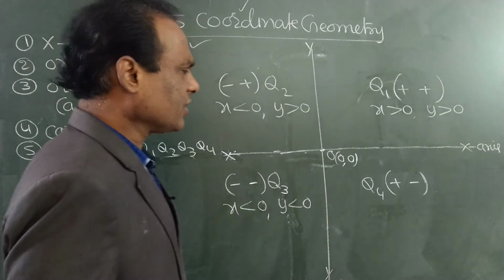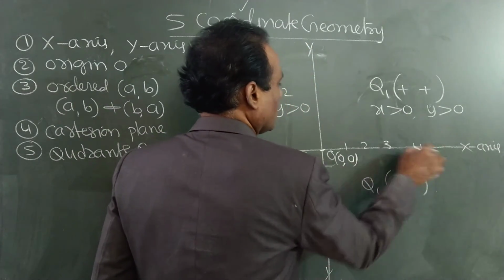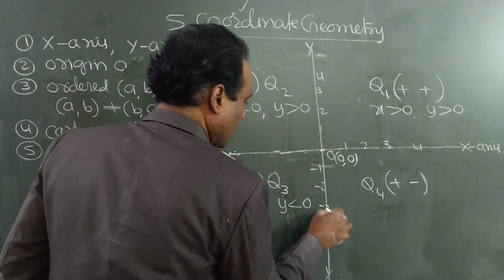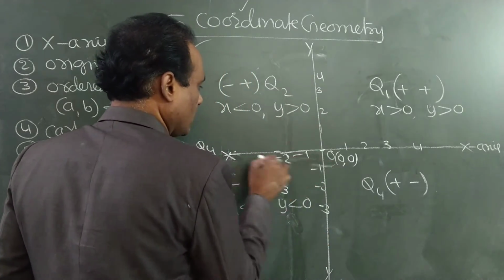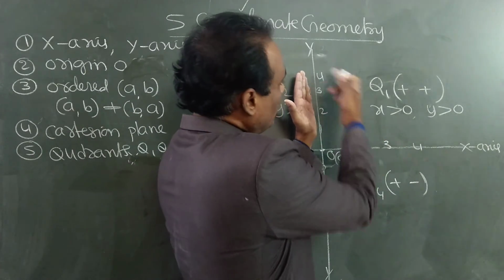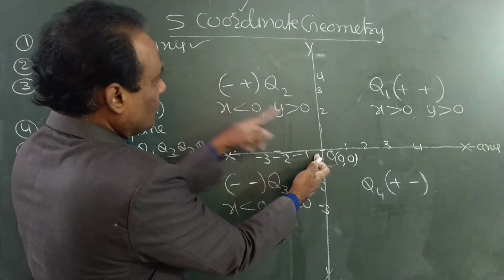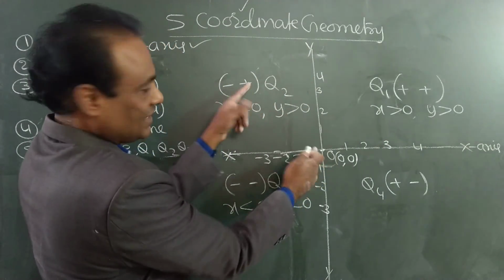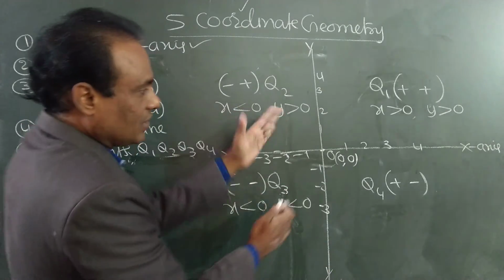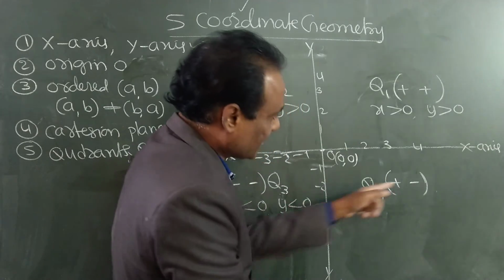I explained, because this side x values are positive, because 1, 2, 3, 4. Minus 1, minus 2, minus 3. See, this side what is x value? Positive. Y value? Positive. Plus plus. This side what are x values? Negative. Y values? Positive. This side x values negative, y value also negative. This side x values are positive, y value is negative.